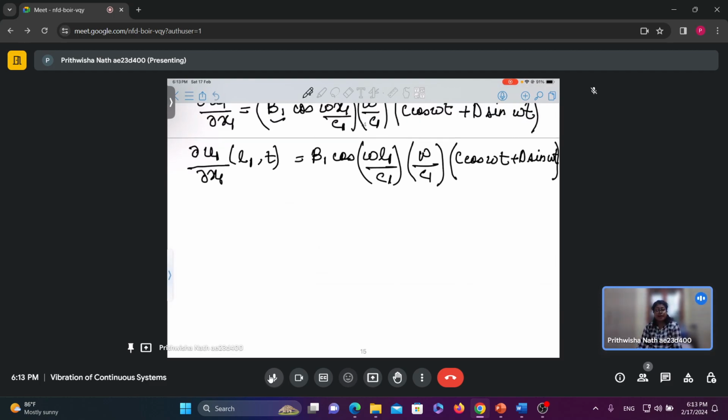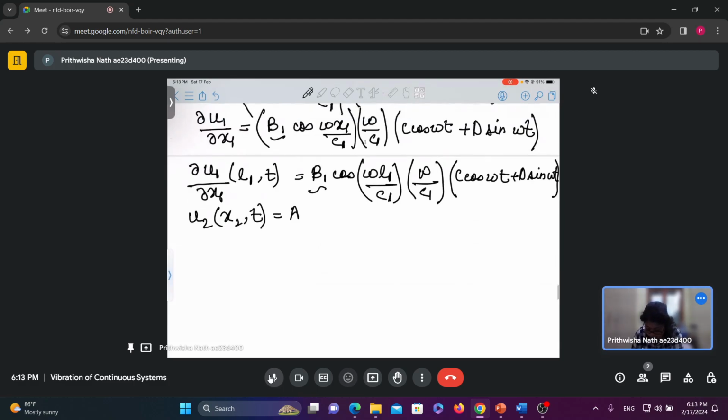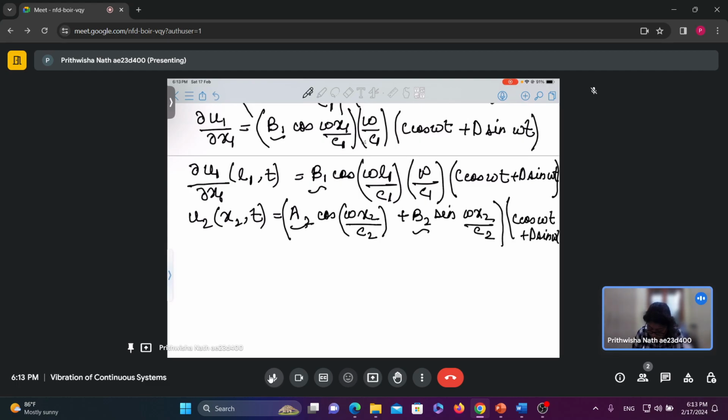Similarly, we can do this for the second bar. Now u2(x2, t) is a2 cos(omega x2 / c2) plus b2 sin(omega x2 / c2), into (c cos omega t plus d sin omega t).